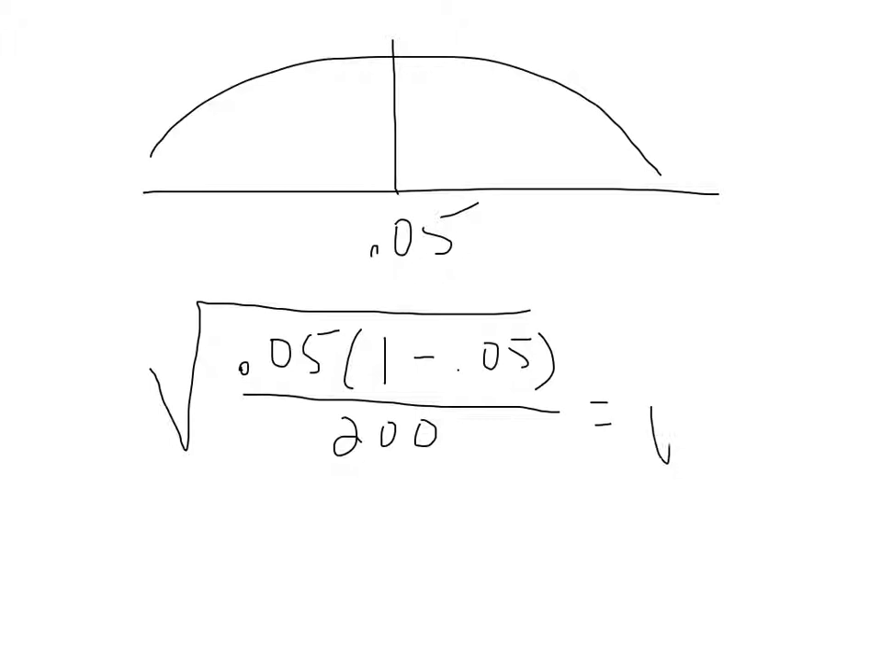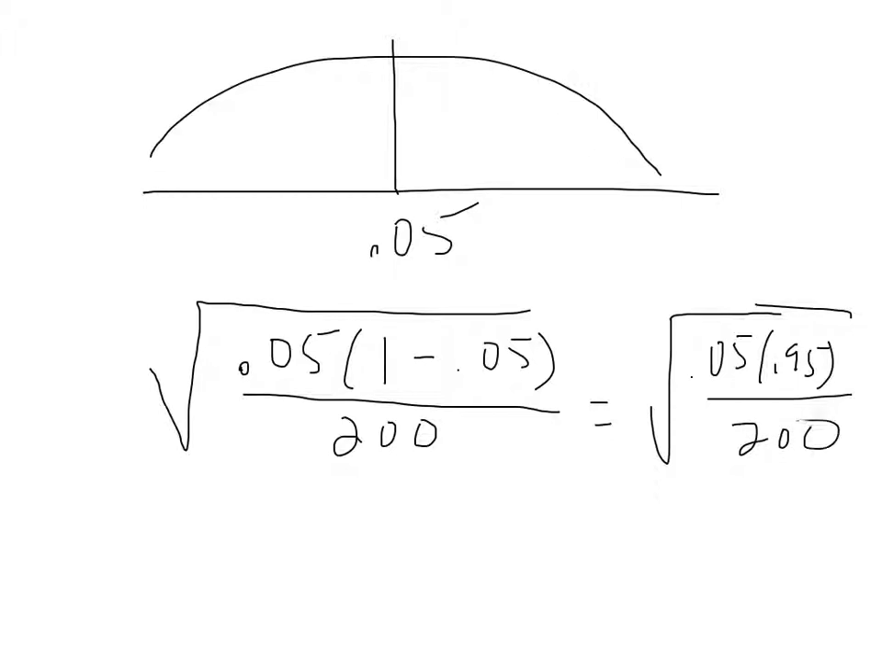So let's see, what's that? That's going to be 5% times 0.95 over 200. If I did the arithmetic right, I'm getting 0.0154 for the standard deviation. So I'm all set now to calculate the test statistic for this situation.